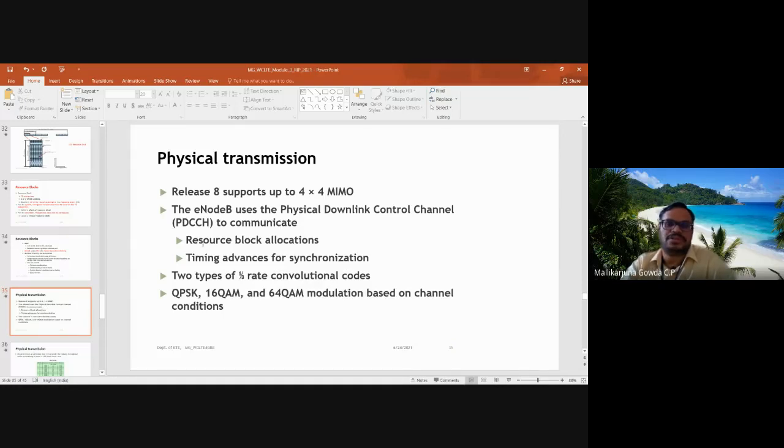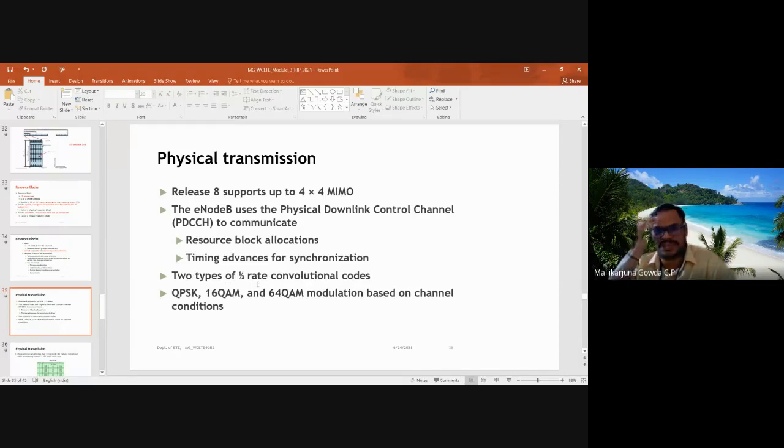So it will be allocating the resource blocks as well as the timing advances for synchronization. So we'll understand this, what is the timing advance between uplink and downlink. Okay, how many slots difference will be there so that there will be no interference, and I'll see later on.